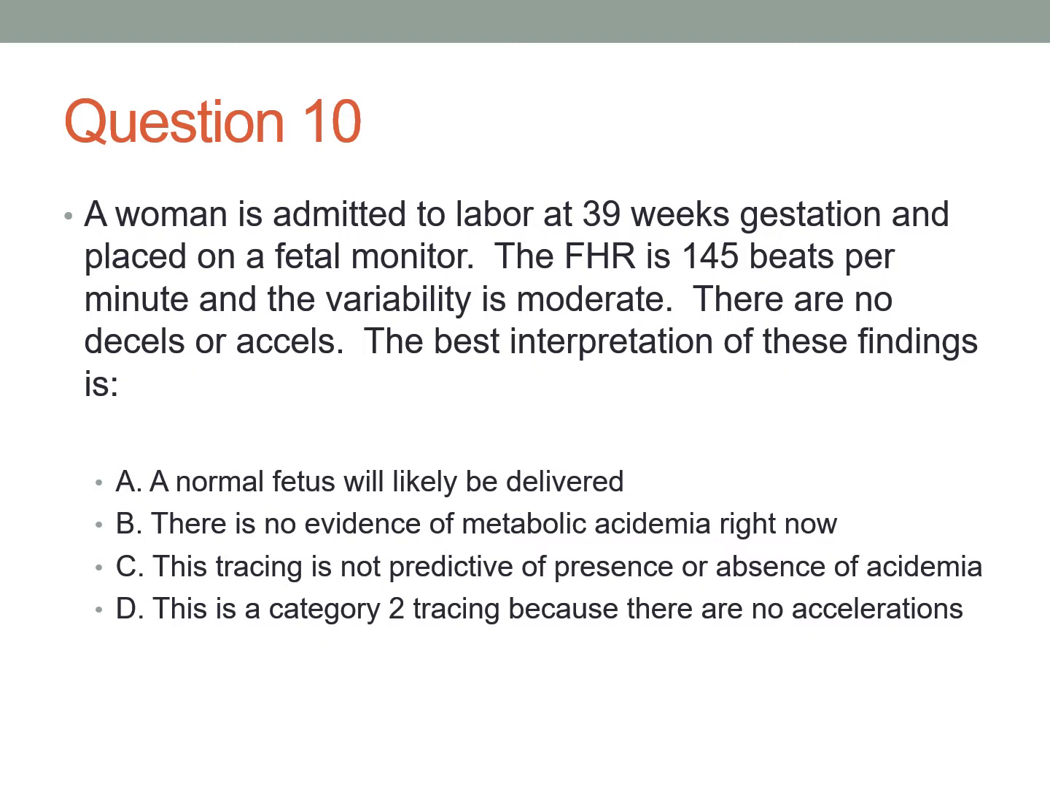So what I really described there is a category 1 tracing. What you can confidently say when you have a category 1 tracing is that there is no evidence of metabolic acidemia right now. That doesn't tell you that a normal fetus is going to be delivered 2, 3, or 4 hours from now. It is predictive that there's no presence of acidemia, so C is incorrect. And remember, you do not need to have accels for a category 1 tracing.